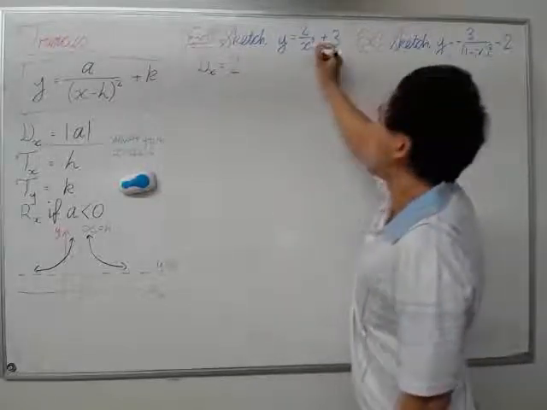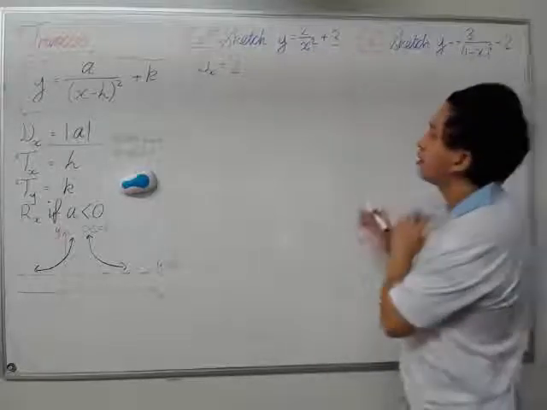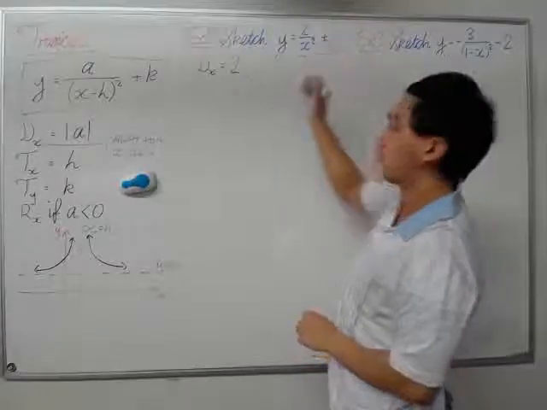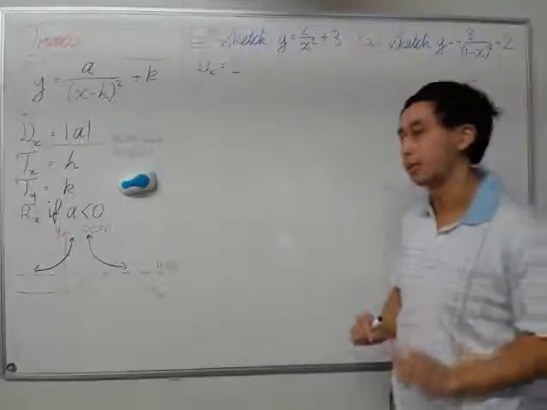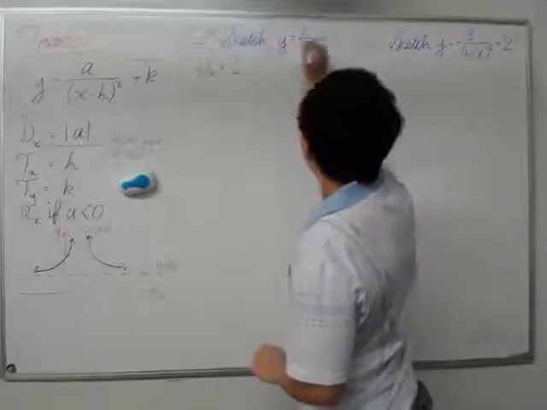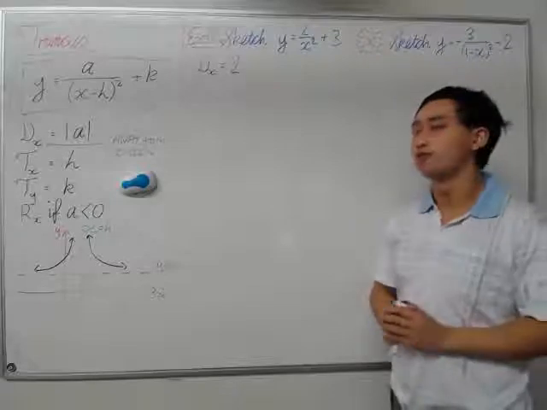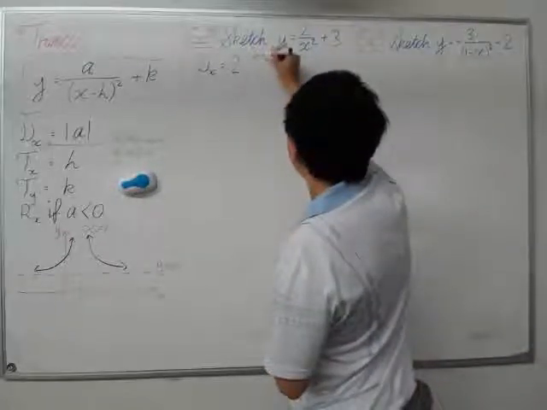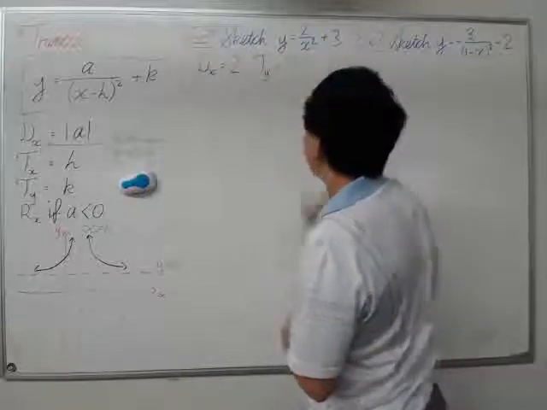We don't have an h value here. This is the same as saying x minus 0, all squared. So our translation in the horizontal direction is going to be 0. You don't even need to write this down. And over here, we have a translation in the vertical direction, upwards by 3 units. So translation in the y direction, positive 3.